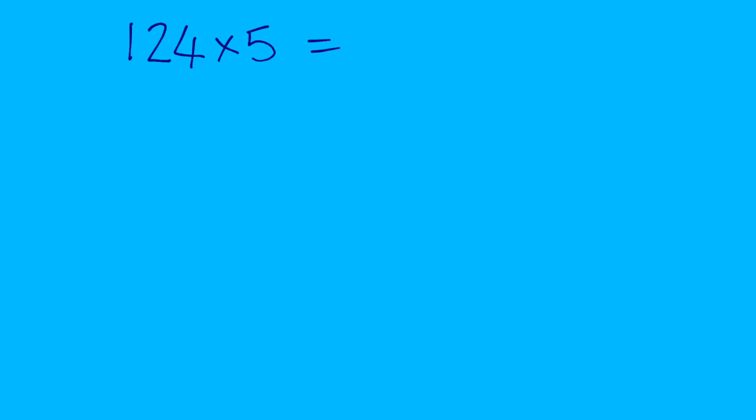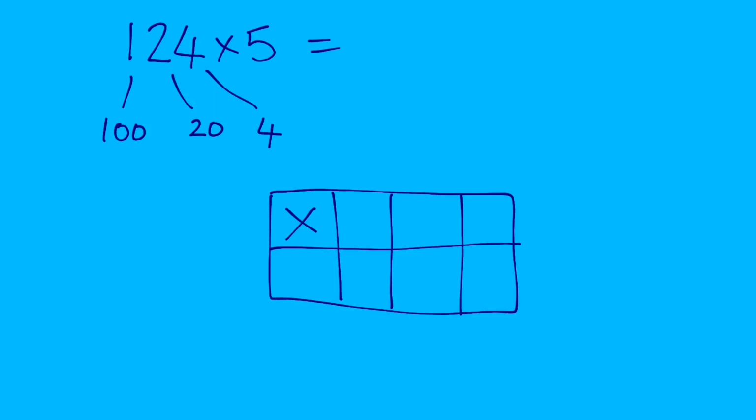Say, for example, 124 times 5. Now, we follow exactly the same process, but here we have a hundreds, tens and units number that needs to be partitioned. So we're going to be partitioning it into 3 parts. We've got 100, 20 and 4. So we're going to need to draw ourselves a slightly bigger grid. So this time our grid needs to have space for 3 parts along the top and then 1 part down the side. So let's fill it in. So we've got 124 partitioned into 100 and 20 and 4, and we're multiplying that by 5.